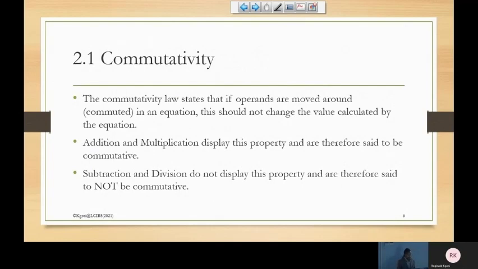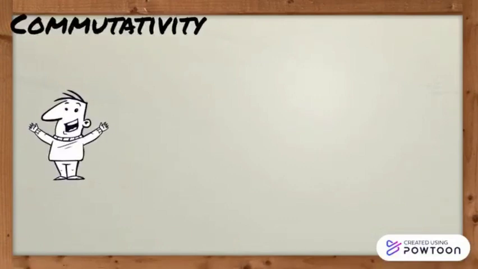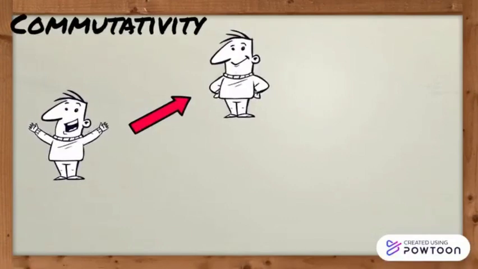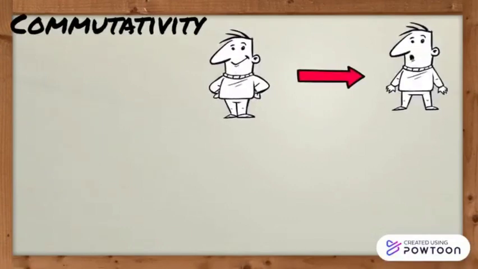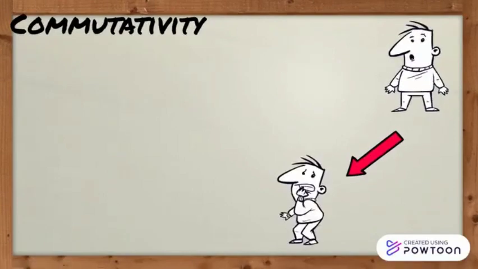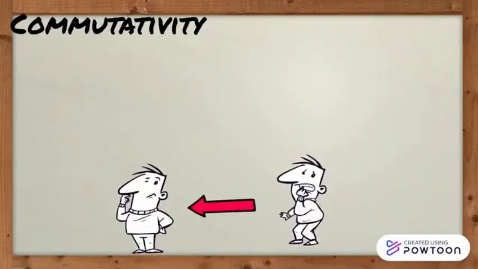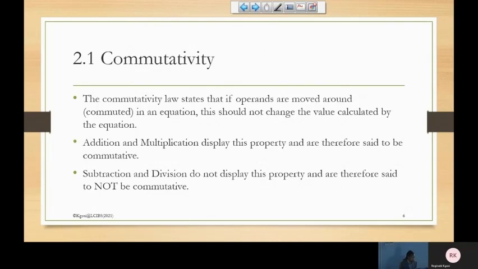So first of all, commutativity. What is commutativity? Commutativity, as the name suggests, is about commuting the operands. Remember, operands are the numbers in the equation in this particular case. So if you move them around, to commute is to move around, or just to move from one location to another.